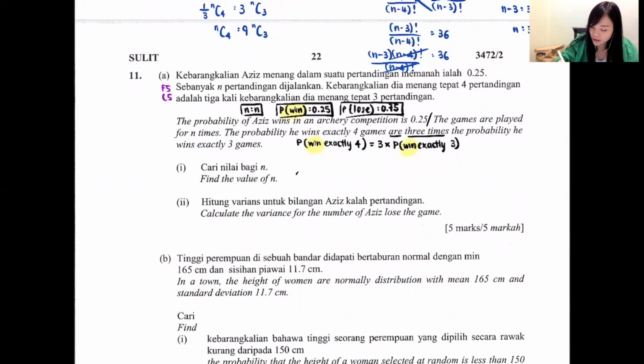Calculate the variance, my dear. This one very short one. I just do here. Variance is the one with square. So find the variance for the number of times Aziz loses the game. So my dear, variance formula is this one. They don't have square root, sorry. npq. So n, just now we already got 39. The p is probability of success.